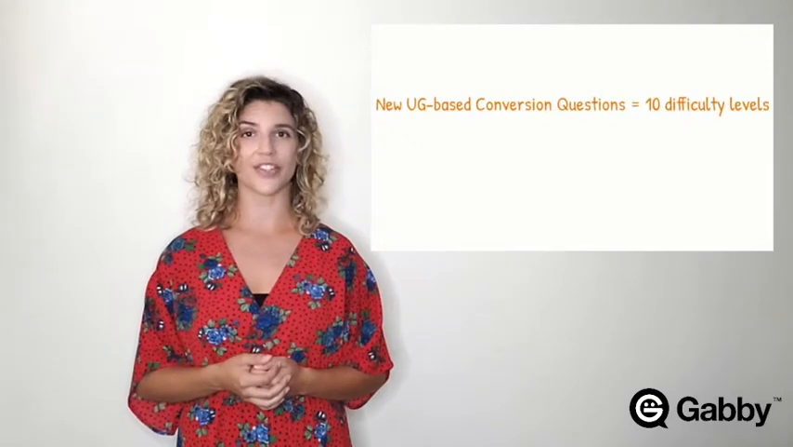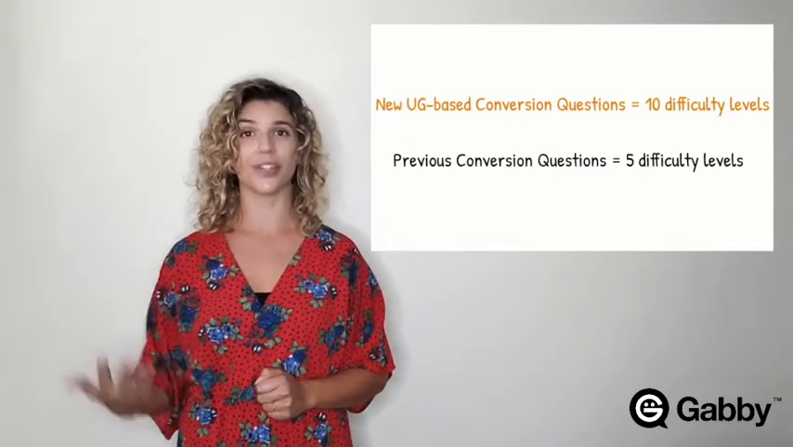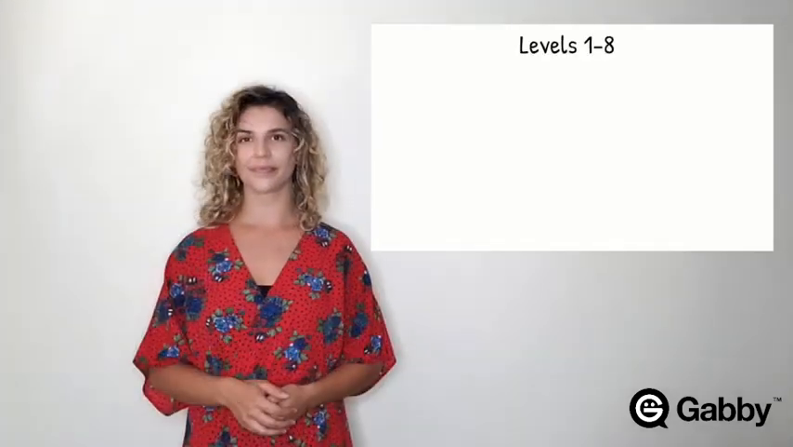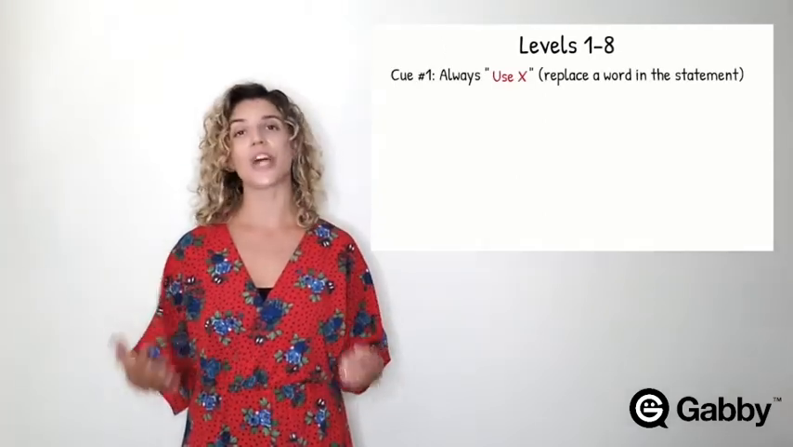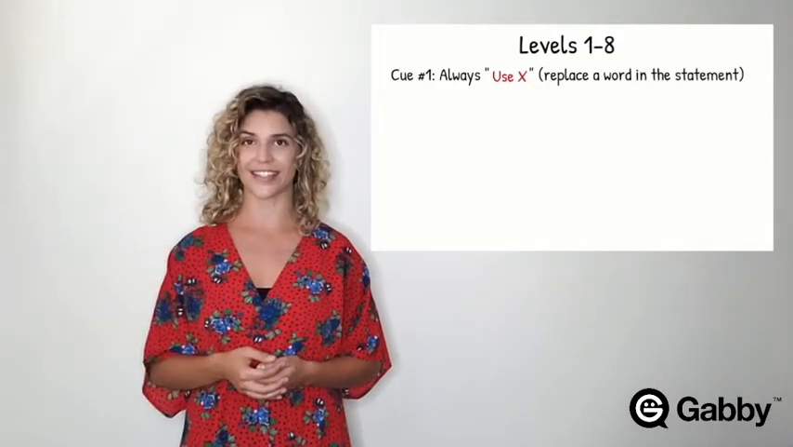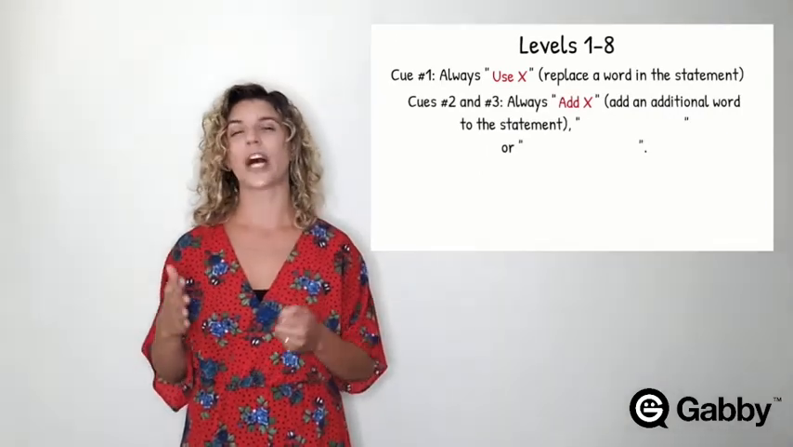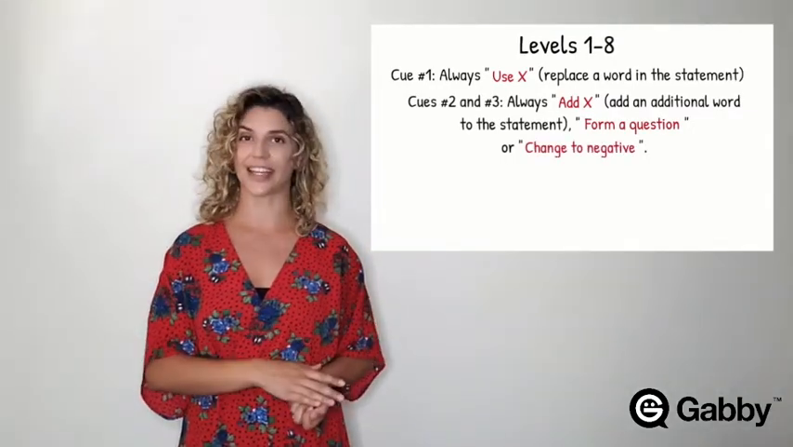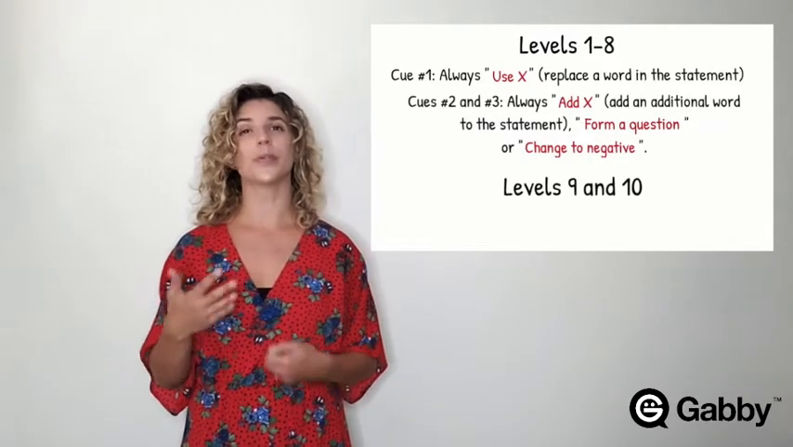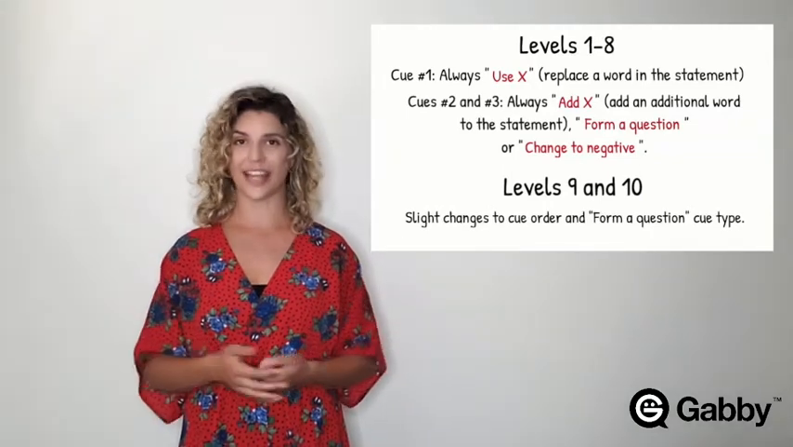Another difference you may notice is that the new UG-based conversion questions include 10 difficulty levels, instead of the 5 difficulty levels included with the previous conversion questions. For levels 1 to 8, your first cue will always be use, which asks you to replace another word in the sentence. For your second and third cues, they will always be a combination of add, which asks you to add an additional word to the sentence, form a question, or change to negative. For levels 9 and 10, you will see a slight modification to the order of the cues as well as to the form a question type.